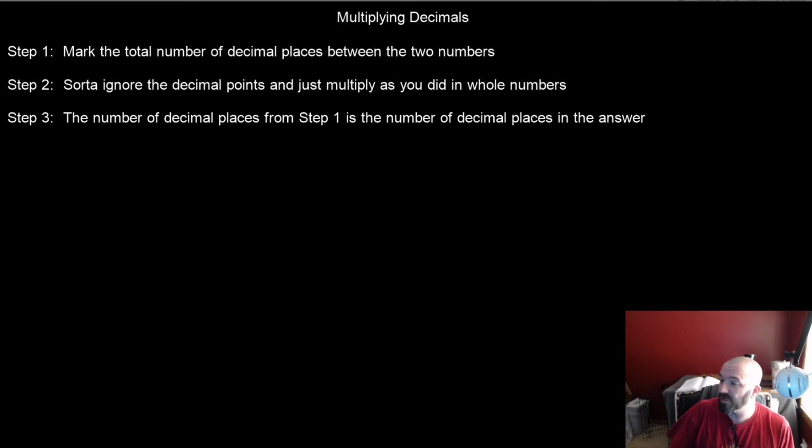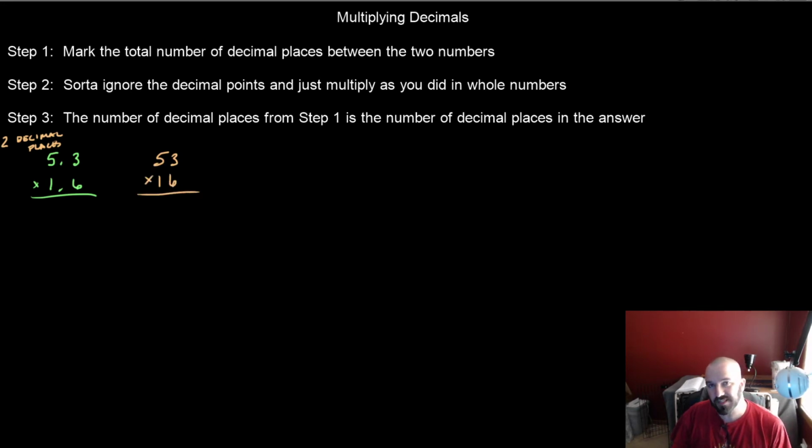All right, so let's pick up a couple of numbers here. Let's take 5.3 and 1.6, and let's multiply those. You don't have to line up the decimal points, you just need to count them. So over to the side here, we're going to put 2 decimal places, and we're just going to hold that in our head. Then we're going to take this problem and completely ignore the decimals. So we're going to multiply 53 and 16. Here we go.